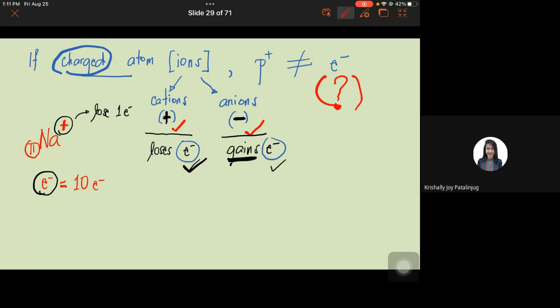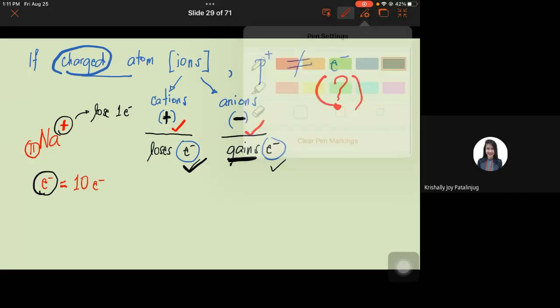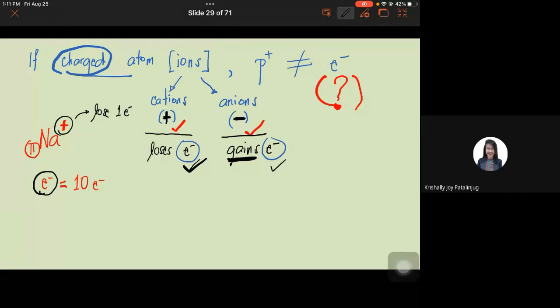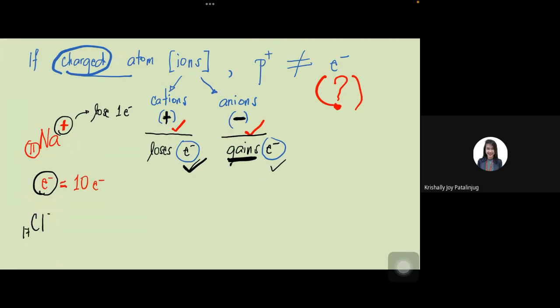So that's how you identify the number of electrons if it's already charged. It will vary if the given atom is already charged. Okay, let's have another example. Let's say the previous atom I have provided, chlorine. This time, I will give the ion form of chlorine. So it's the chloride ion.